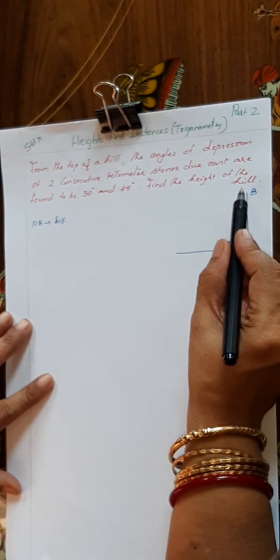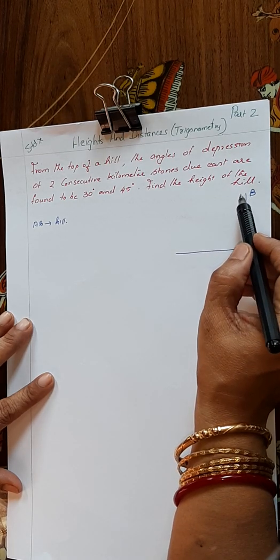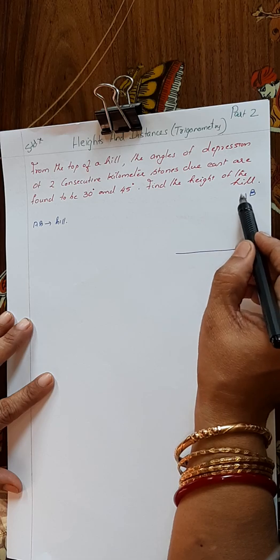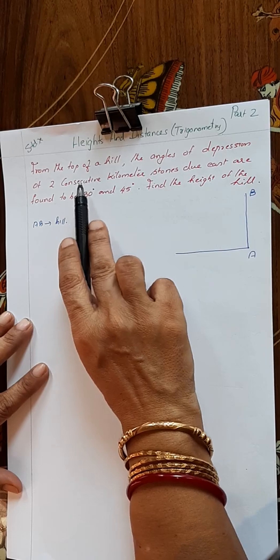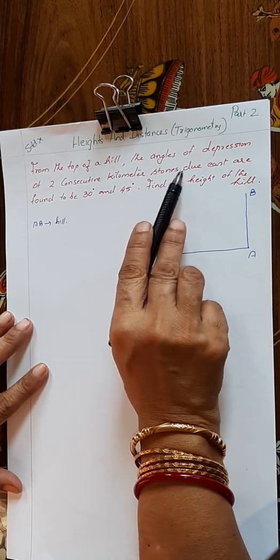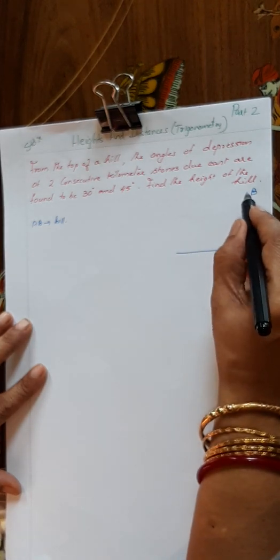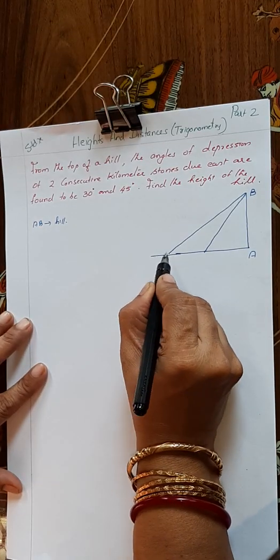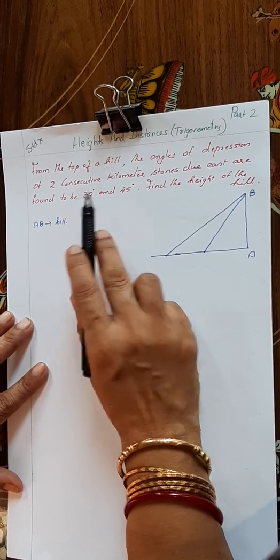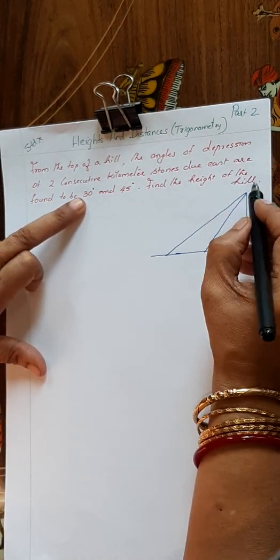And now here it is angle of depression, that is from the top of the hill the stones are observed, two consecutive kilometer stones due east. So east means this side. So two stones are there. One is here and one is at this place. And the angle of depression is found to be 30 and 45.